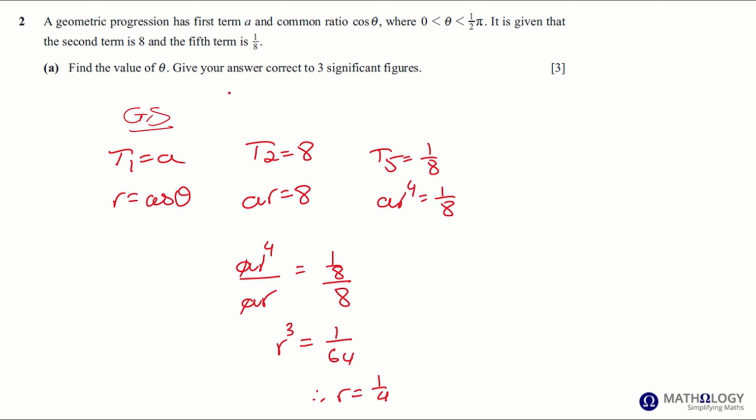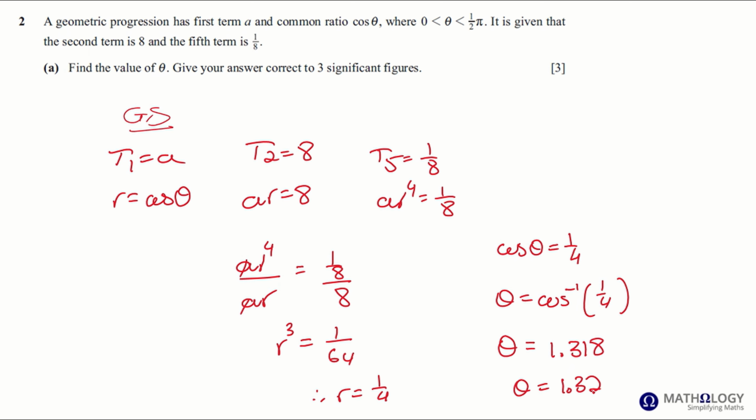So they tell us that the ratio r is cos theta. So now cos theta equals a quarter. And now we just find the value of theta by performing the inverse function. So theta is shift cos of a quarter, and make sure that your calculator is in radians. So theta equals 1.318 to 3 significant figures. Theta will be 1.32 radians.